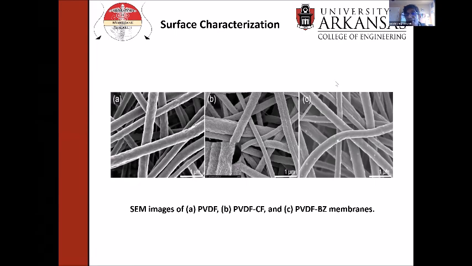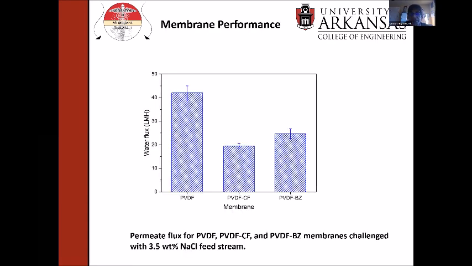And then finally, image C is the PVDF-BZ fibers, the top surface, and the little dots are actually the zwitterions that we have grafted from the surface of the fibers. So let me move on to some membrane flux data now.